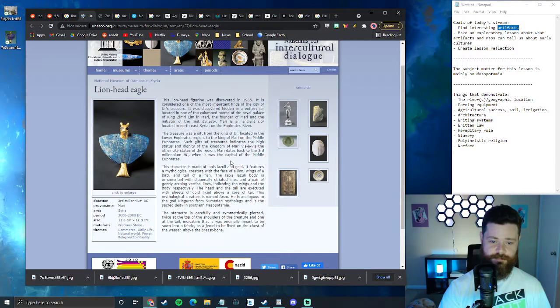This statuette is made from lapis lazuli and gold. It features a mythological creature with the face of a lion, wings of a bird, and tail of a fish. The lapis lazuli body is ornamented with diagonally striated lines and a pair of gently arching vertical lines indicating the wings and the body respectively. The head and the tail are executed with sheets of gold fixed above a core of tar. This mythological creature is named Anzu. He is analogous to the god Ningirsu.